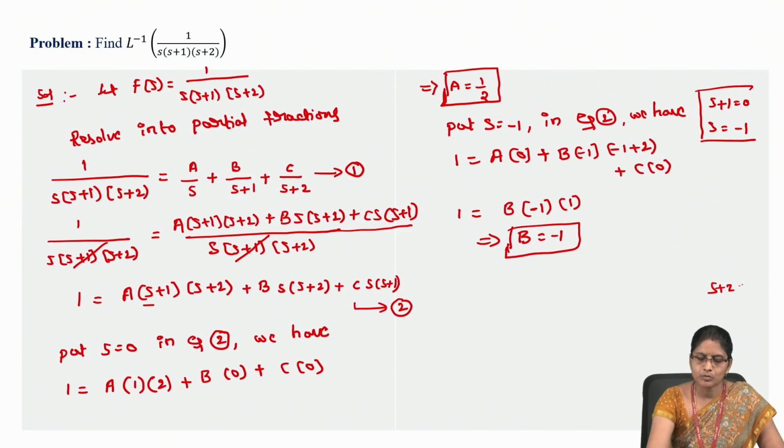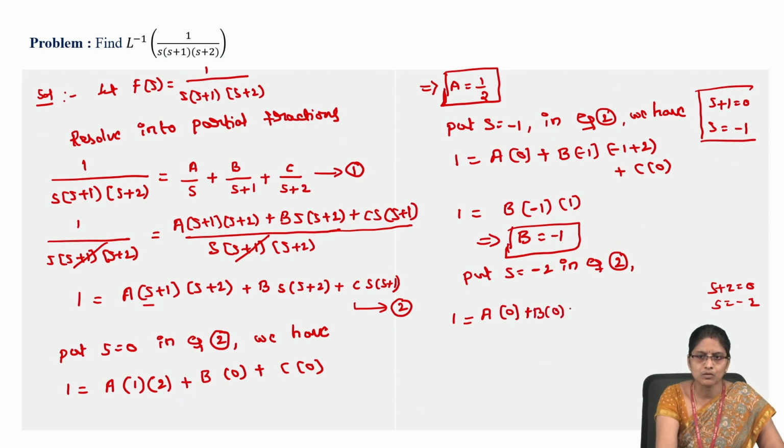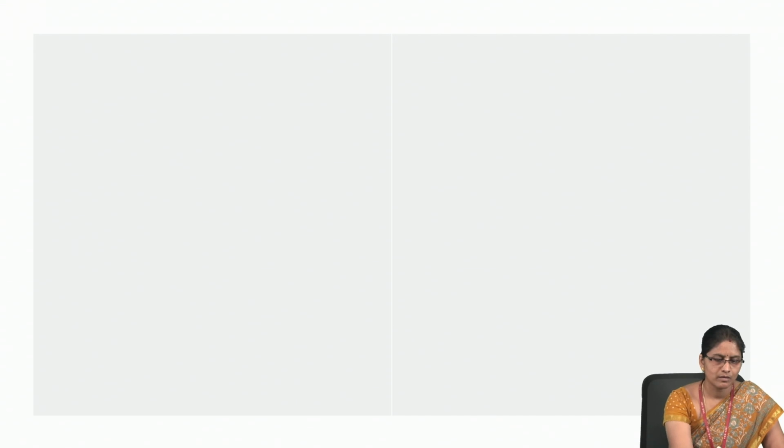Next, s plus 2 is 0. We get s is minus 2. Put s is equal to minus 2 in equation 2. 1 is equal to a into 0 plus b into 0 plus c into minus 2 plus 1. 1 is equal to c into minus 2 minus 1. C value is 1 by 2 on simplification. Next, we get a is 1 by 2, b value is minus 1, c is 1 by 2.